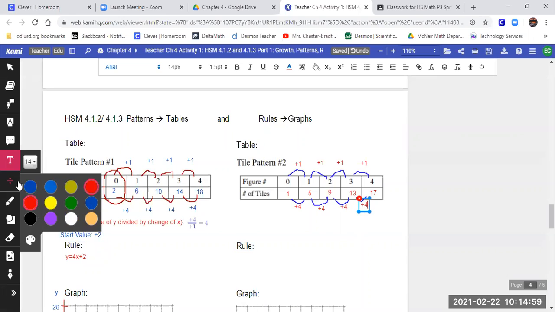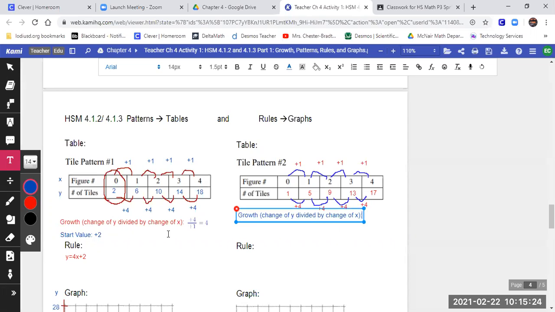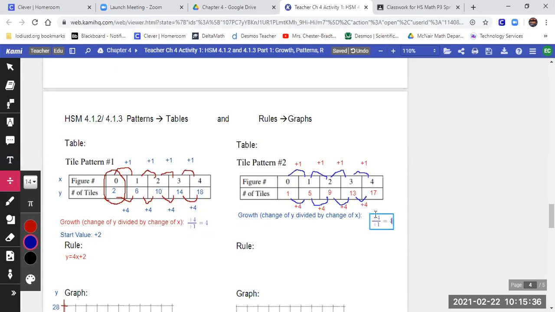And I get to take this work for growth. Super happy about that. And I get to highlight this work for growth and use that because the growth was the same. Right? And I get to highlight this part because it's the same. Always work smarter. Wherever you can, copy and paste.